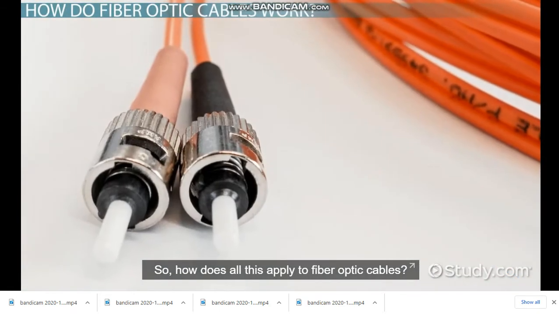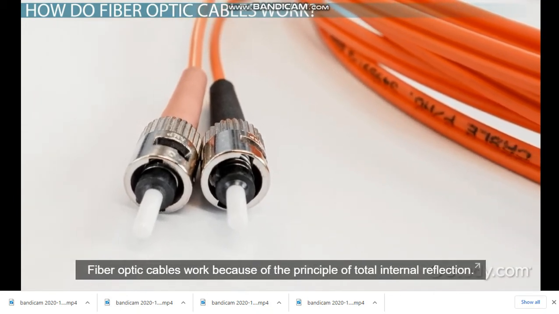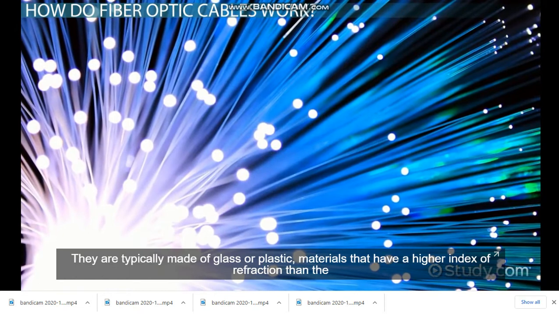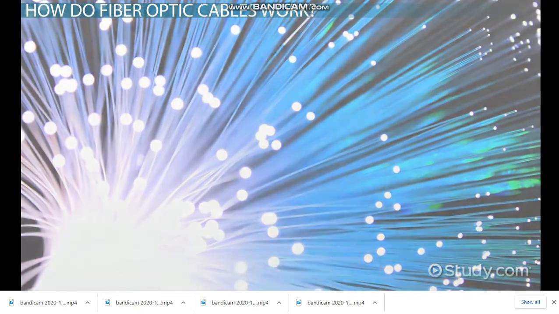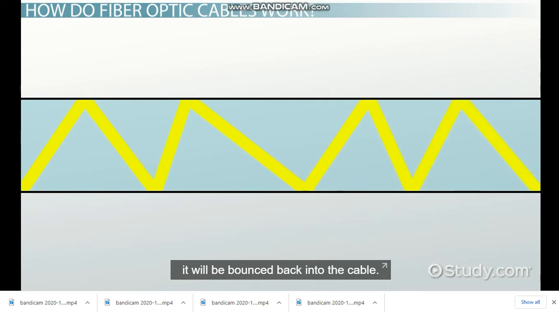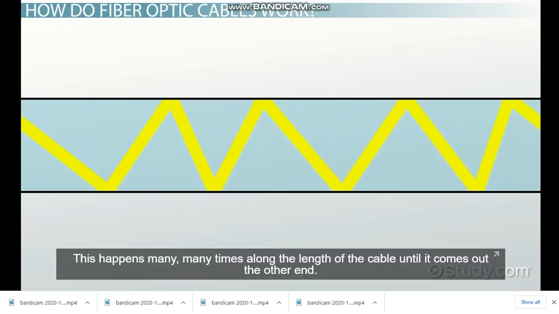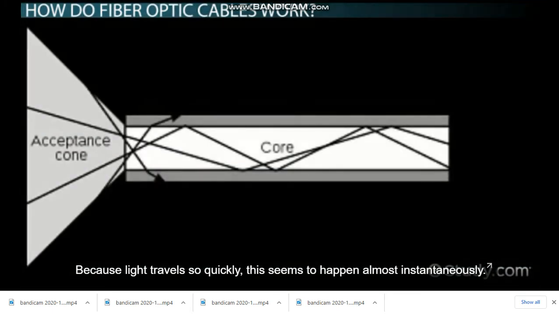So how does all this apply to fiber optic cables? Fiber optic cables work because of the principle of total internal reflection. They are typically made of glass or plastic, materials that have a higher index of refraction than the surrounding air. Therefore, if light hits the sides of the cable at an angle greater than the critical angle, it will be bounced back into the cable. This happens many times along the length of the cable until it comes out the other end. As light travels so quickly, this seems to happen almost instantaneously.